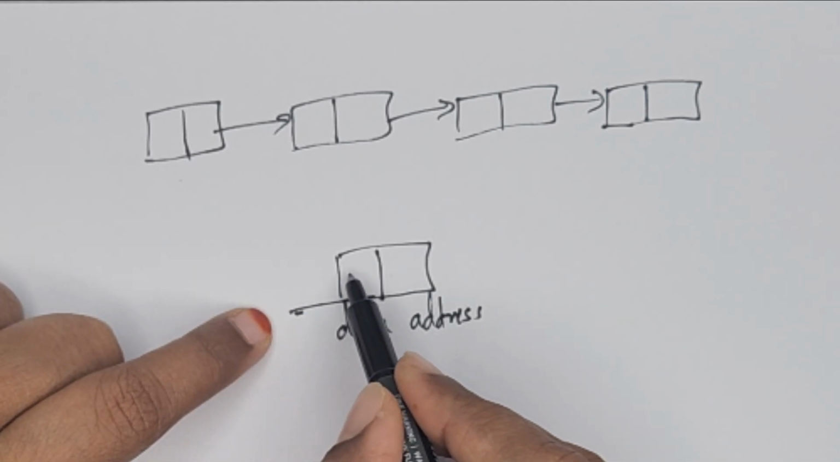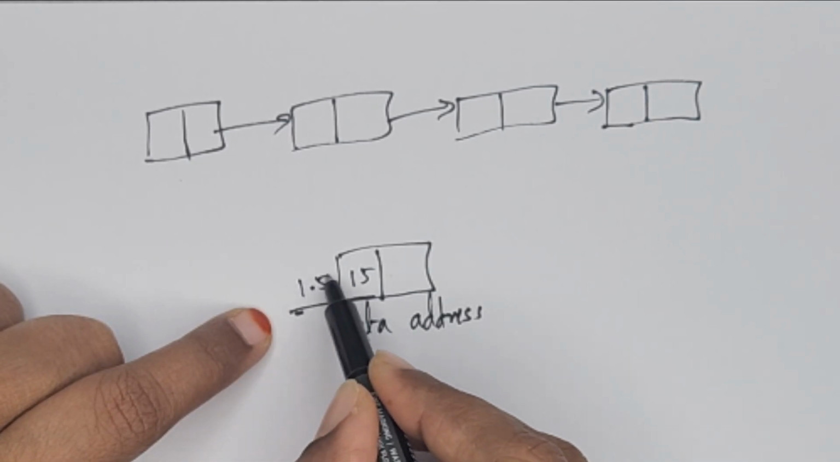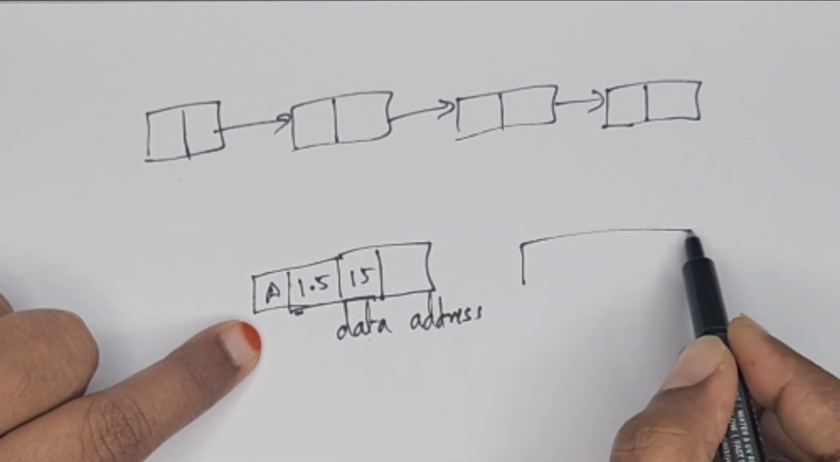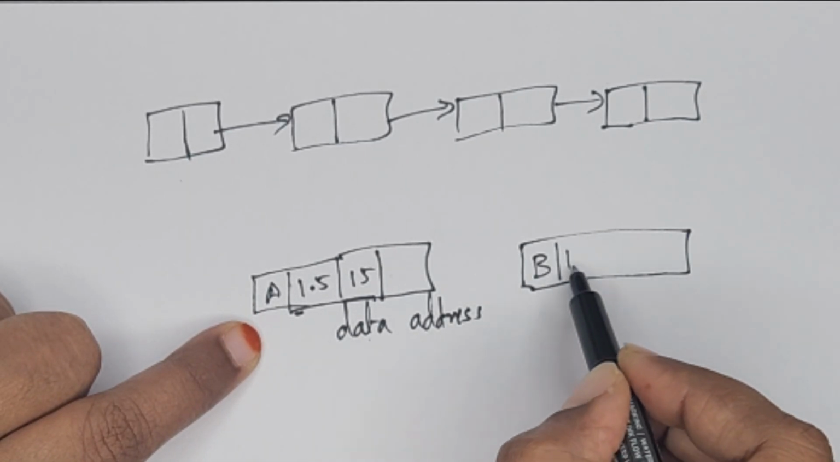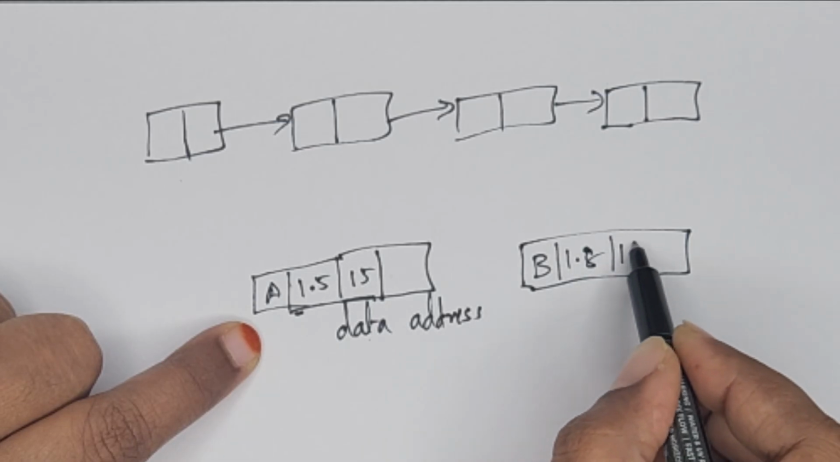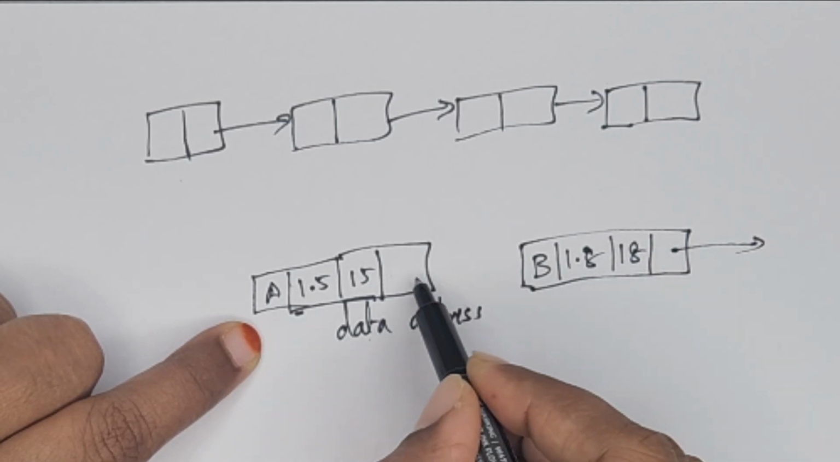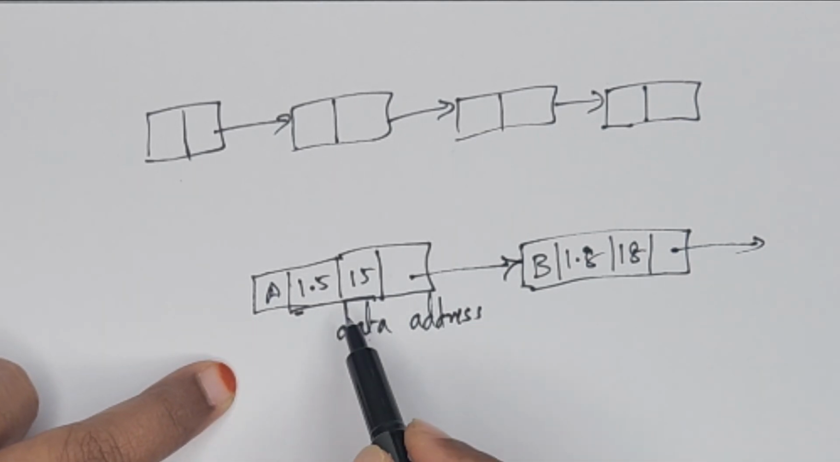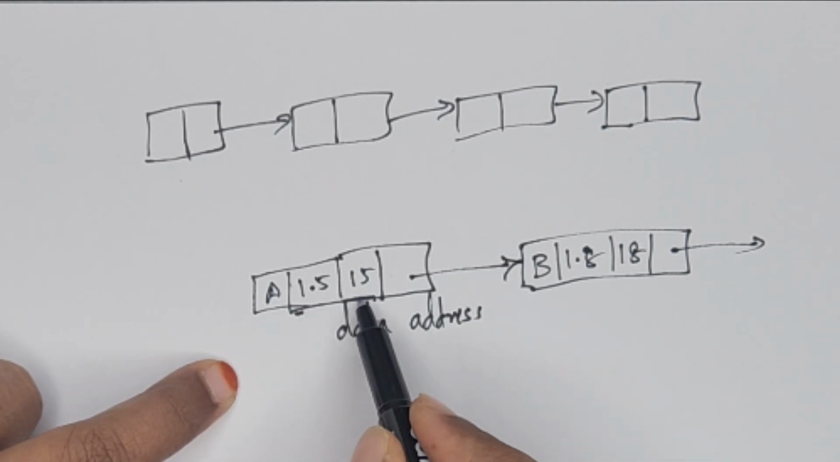If you want to store one integer, one float value and one character, you can store them. Then in the next node also one character, one float value and an integer, and the address of the next node. Like this we have to store. The data part means not only one value; you can store more than one value also.